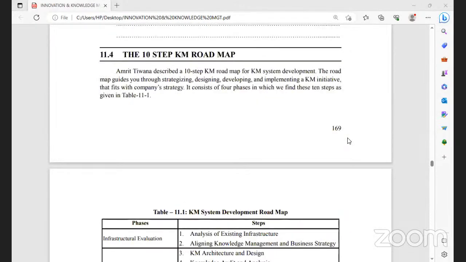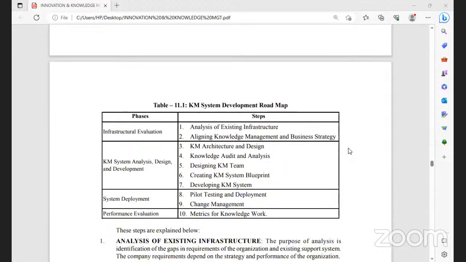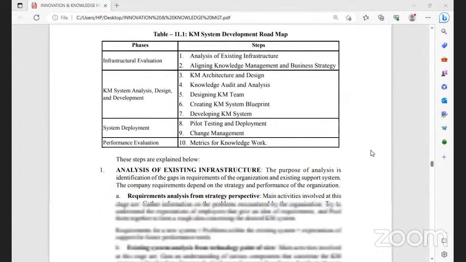The 10-step knowledge management roadmap. What are those 10 steps? Analysis of existing infrastructure, aligning knowledge management and business strategy, knowledge management architecture and design, knowledge audit and analysis, designing knowledge management team, creating knowledge management system blueprint, developing knowledge management system, pilot testing and deployment, change management, metrics for knowledge work. They're all 10 steps relating to the knowledge management development roadmap.